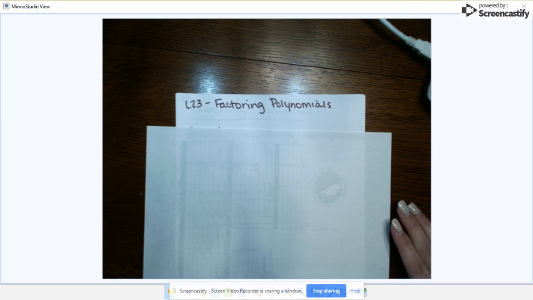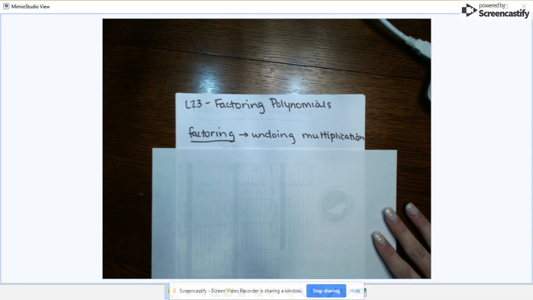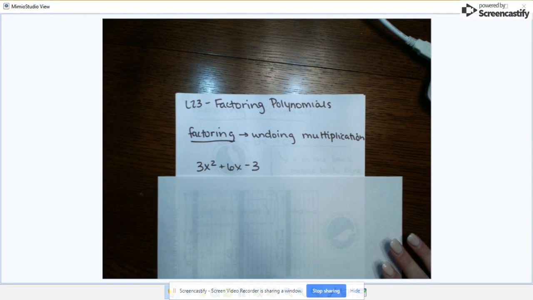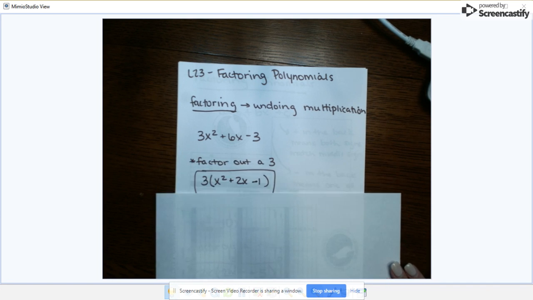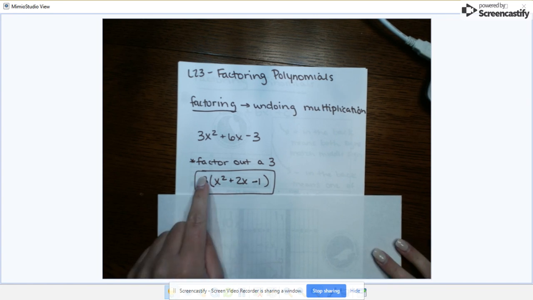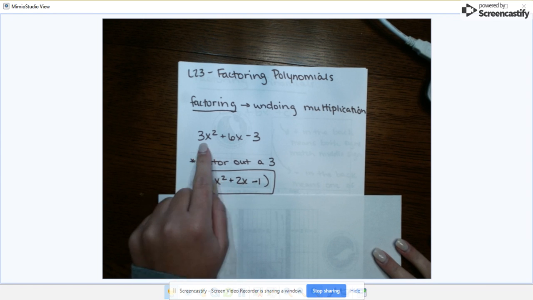Hey guys, today we're going to factor polynomials, which is essentially undoing our FOIL method. So we'll have things like this, 3x squared plus 6x minus 3, and we want to take out the greatest common factor. So here we can factor out a 3 from each term. If we do that, we have 3 parentheses x squared plus 2x minus 1. So we've essentially divided that 3 from each term.